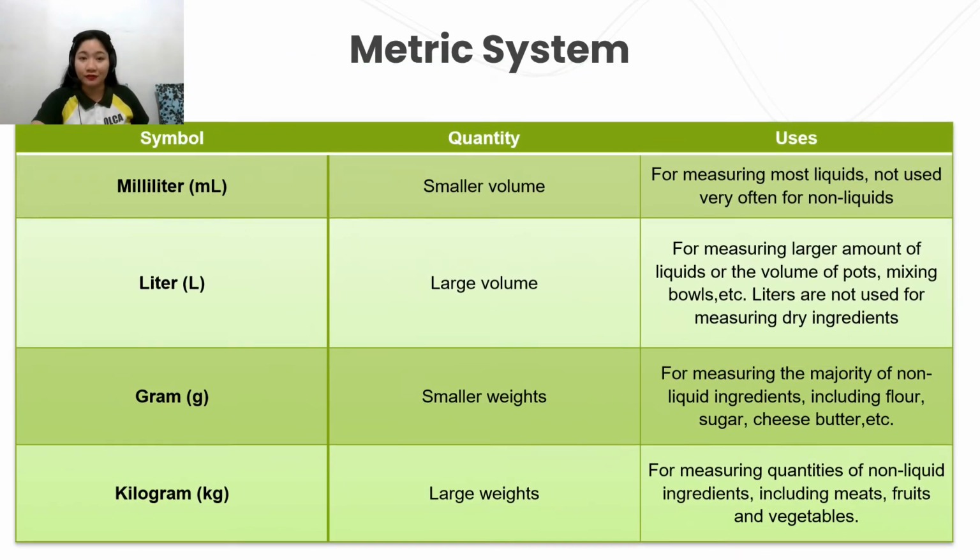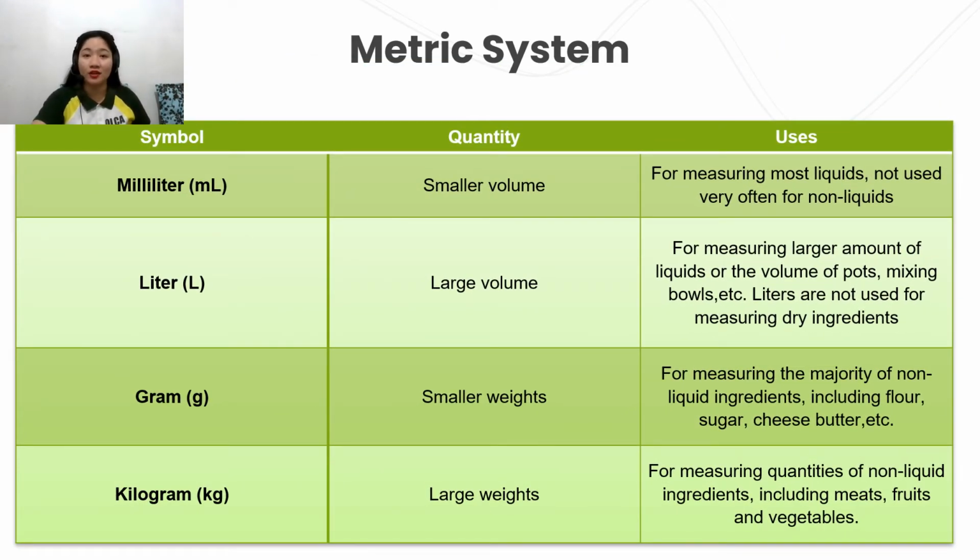a table of units that is used in cooking. For the first column, we have the symbol. Second column, we have the quantity. Third column, we have the uses. Let's start with milliliter. We have here the milliliter, which is intended for smaller volume. It is used for measuring most liquids not used very often or non-liquids.